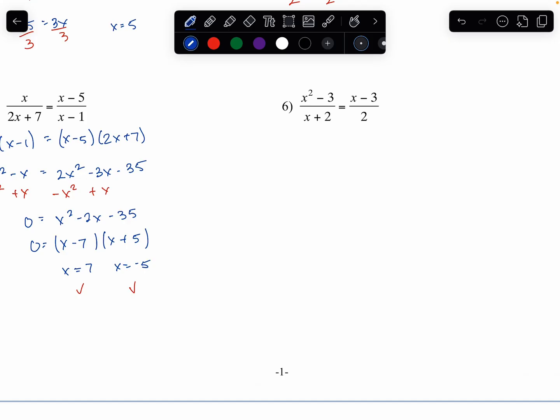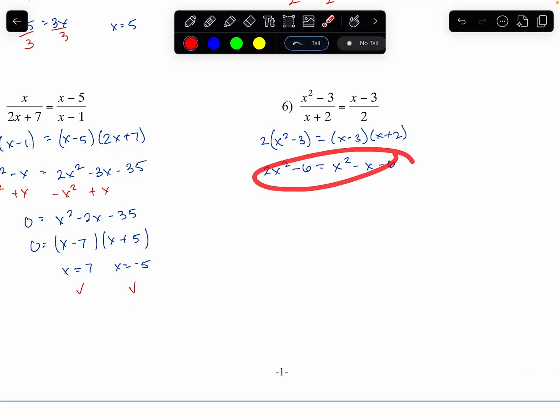All right, in this case, x squared minus 3 is going to be multiplied by 2, and x minus 3 is going to be multiplied by x plus 2. I'm going to distribute the 2 and FOIL this part right here. So x squared minus x minus 6.